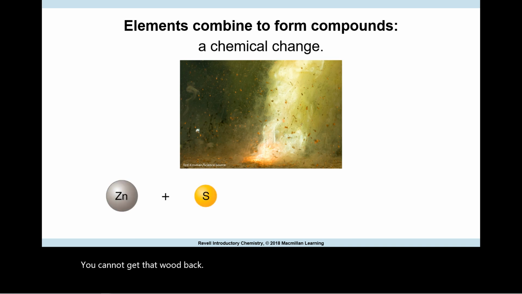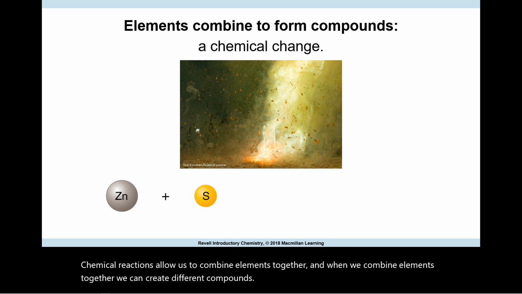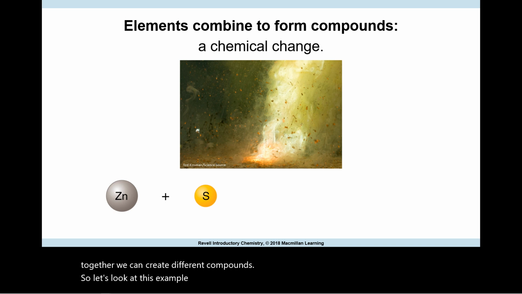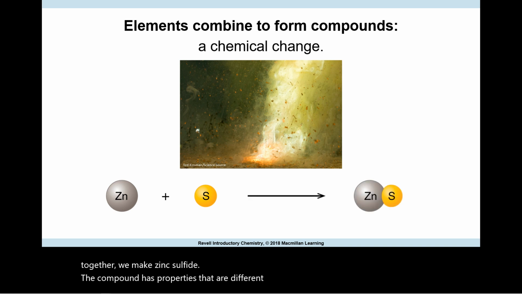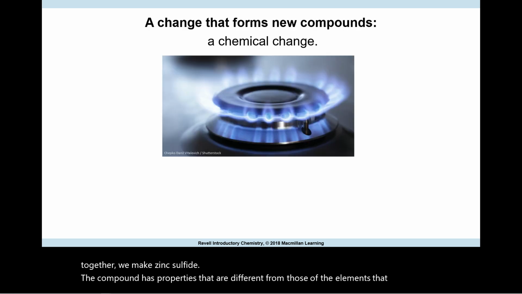Chemical reactions allow us to combine elements together. And when we combine elements together, we can create different compounds. So let's look at this example of zinc and sulfur combining together. When they combine together, we make zinc sulfide. The compound has properties that are different from those of the elements that compose it.